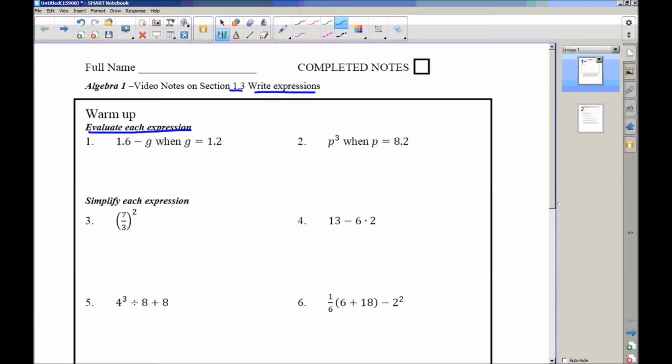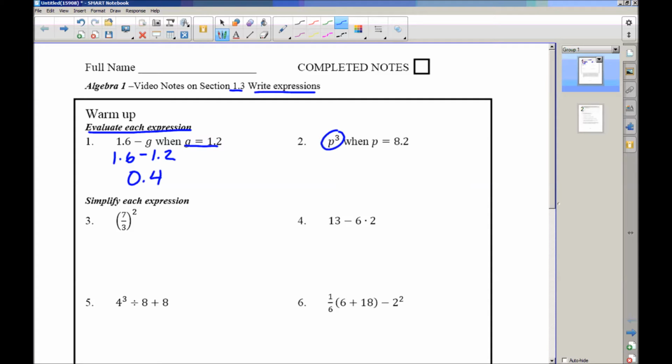And the first expression we have is 1.6 minus g, and they give us a value for g. So our first step would be to plug in that value for the variable g. Okay? So remember, mathematicians are lazy. We don't put parentheses around it, even though we're supposed to when we do an evaluation, unless it makes a difference, in a case like an exponent when the value is negative. So you can leave them off, but just be careful sometimes, okay? So then we subtract and we get 0.4.